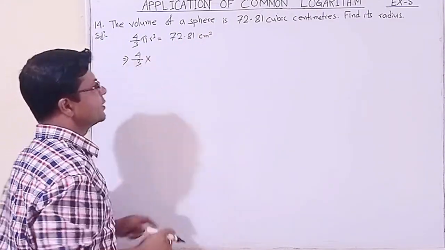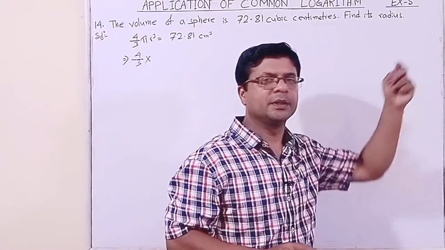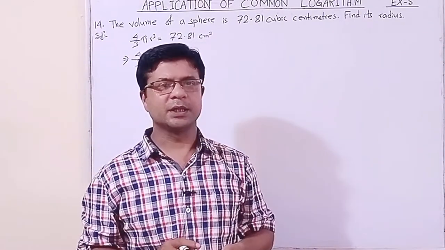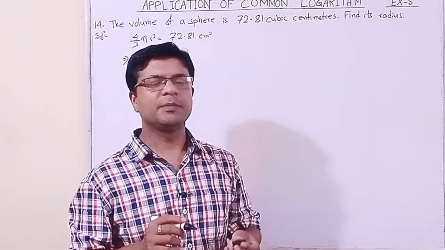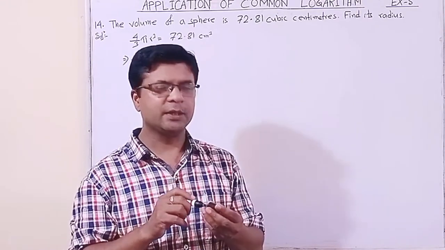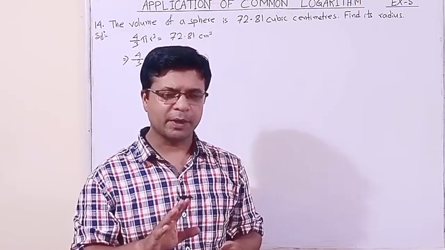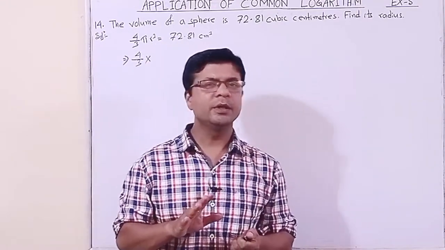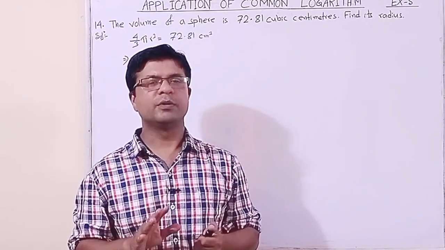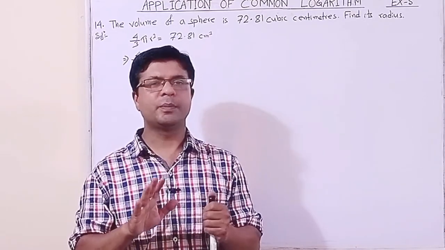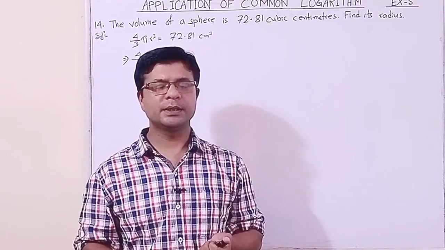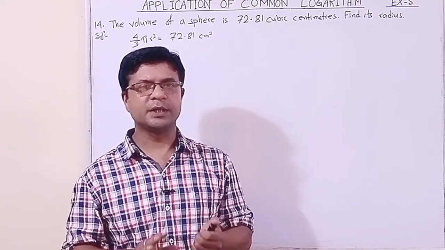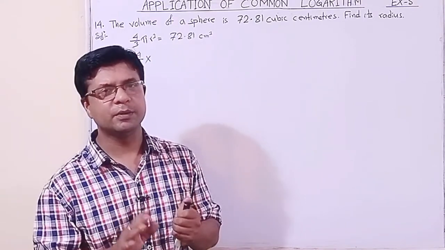So pi, according to me the value of pi should be given. We know that pi is irrational. The value of pi is neither 22/7 nor 3.14. It is very close to the actual value of pi.